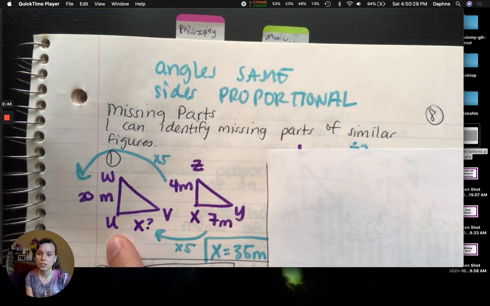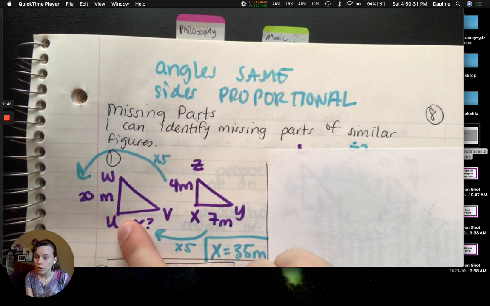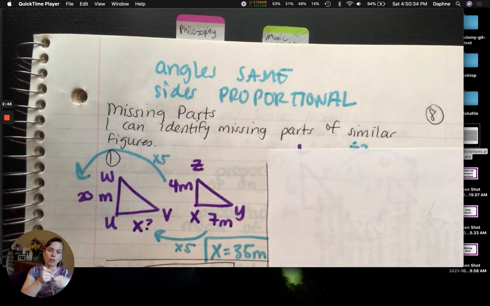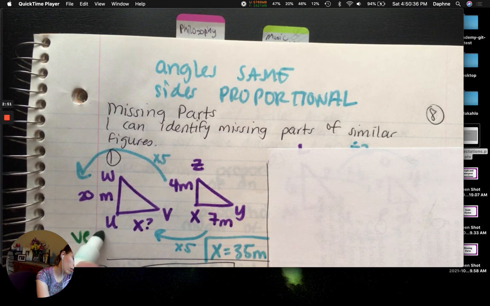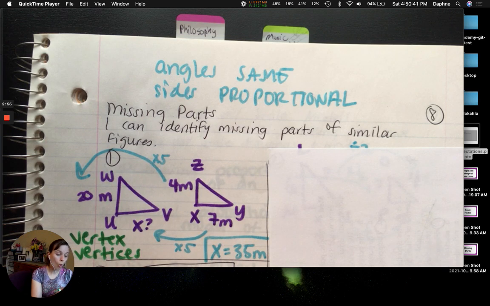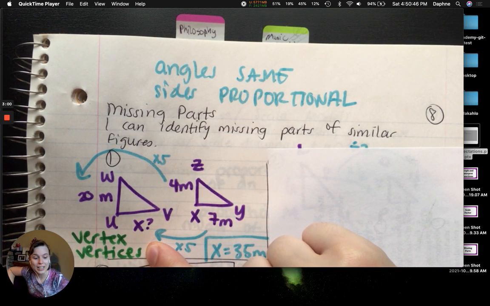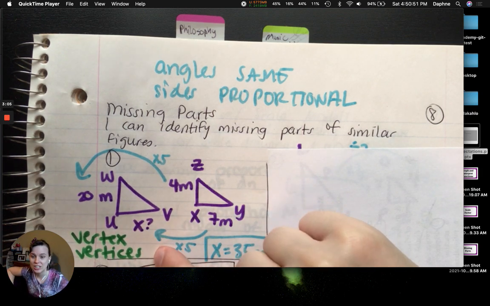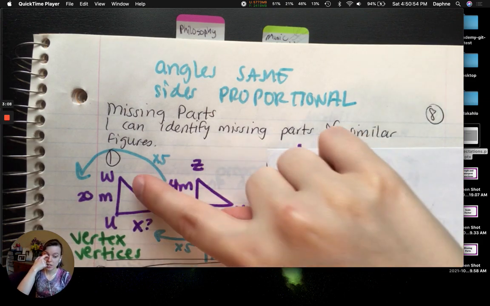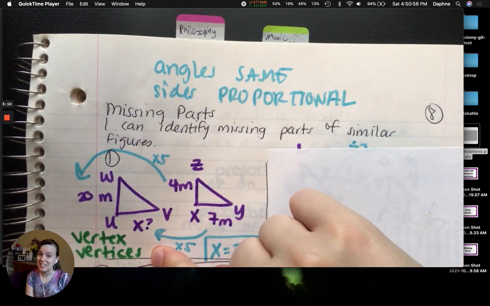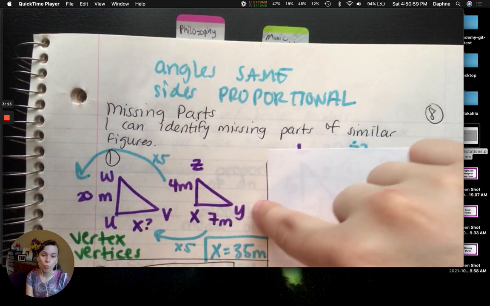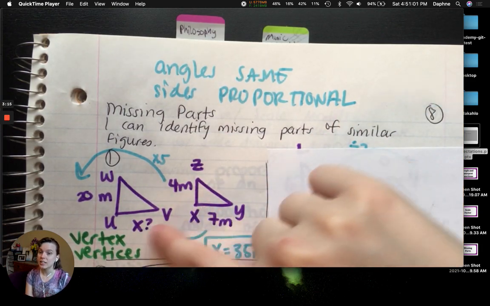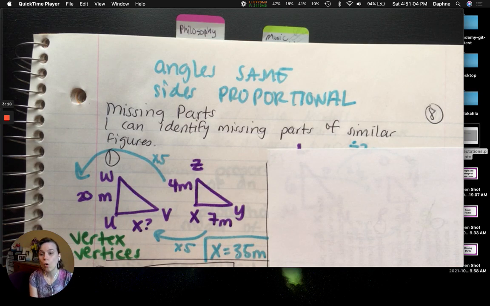Notice that we have letters. So on the side, the corners, the vertices, so I guess I will write a word. So corners of our figures are called vertices, is the plural. Each one is a vertex. So repeat after me, vertex, vertices. Okay, so W, U, and X are all vertices. Z is a vertex. Y is a vertex. X is a vertex. And we write vertices with only capital letters.